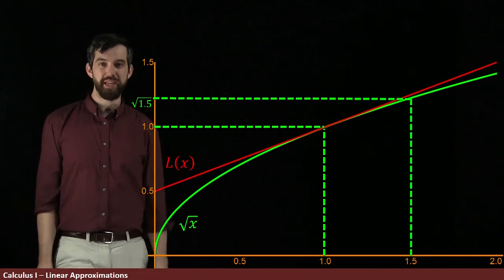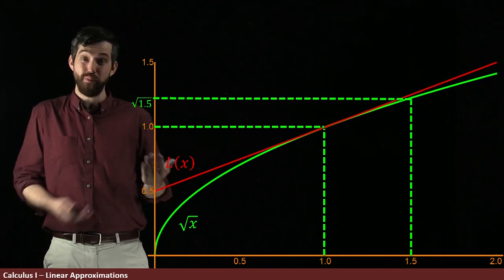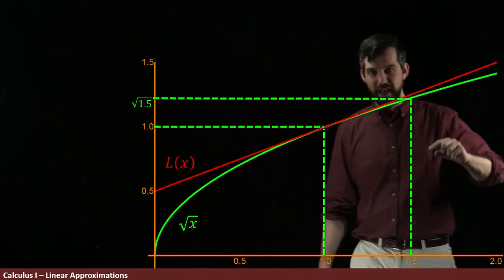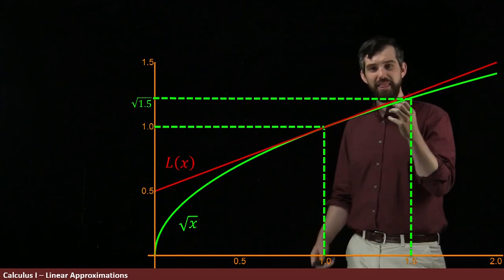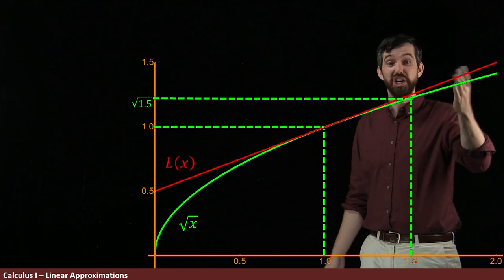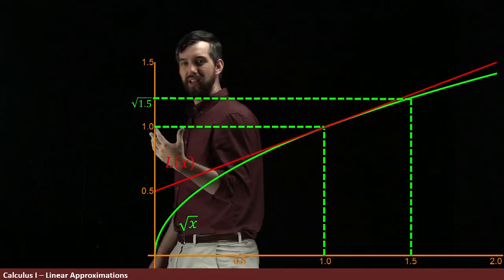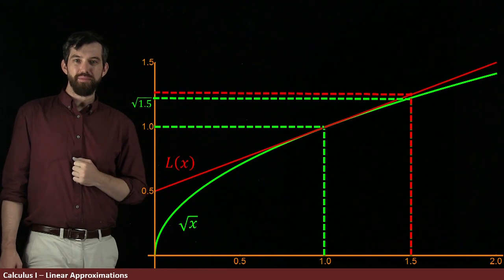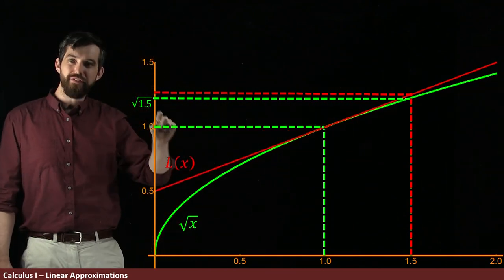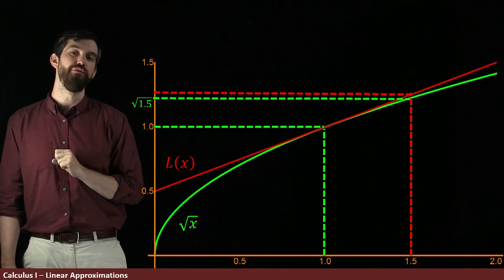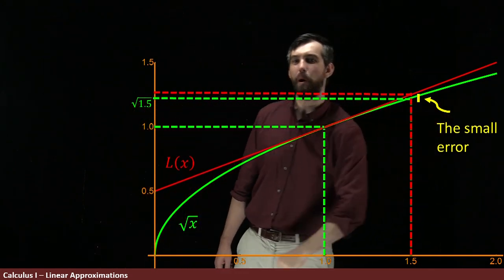One thing that I could do as an approximation is, if I look at this tangent line, remember, this tangent line was a tangent line at 1. It's not the tangent line at 1.5. 1.5 is a little ways away. So if I go over to 1.5, you can see that there's the green, that's my square root of x, and there's the red, that's my line, and they're pretty close, but they're not exactly the same. But it's a good approximation, right? The height here on my tangent line at 1.5 and the square root of 1.5 are pretty close. So I could ask what is L of 1.5. And yeah, they're a little different, but the error, this little extra height here, is really small.